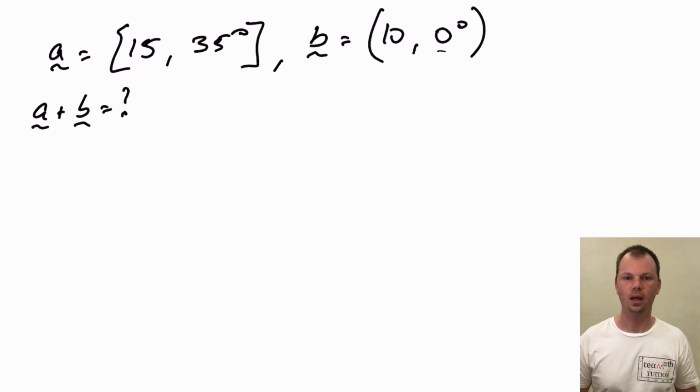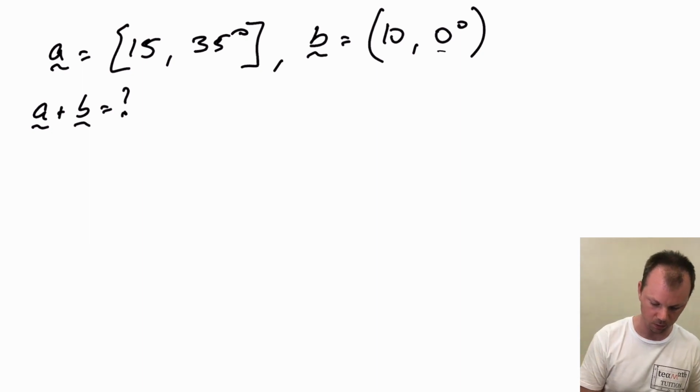Hi. In this video we're going to look at adding vectors together in polar form. We're also going to look at the scalar multiplication of vectors in polar form. So we'll start there because that process is very, very quick. When we scale a vector, the direction of the vector doesn't change, only the magnitude changes.